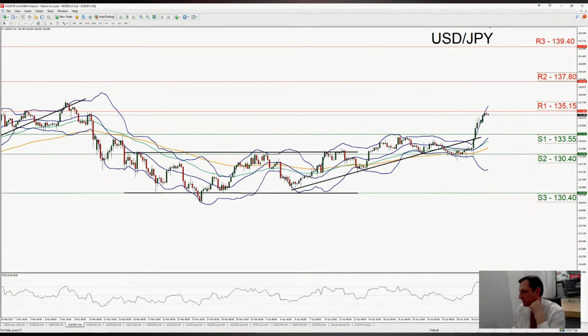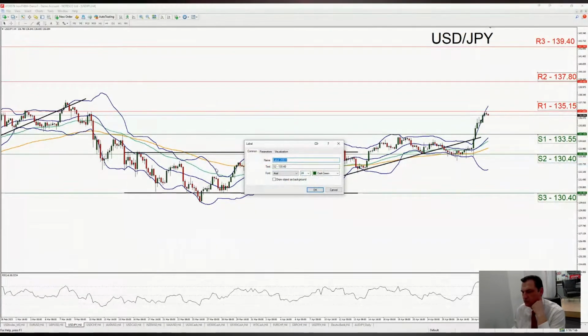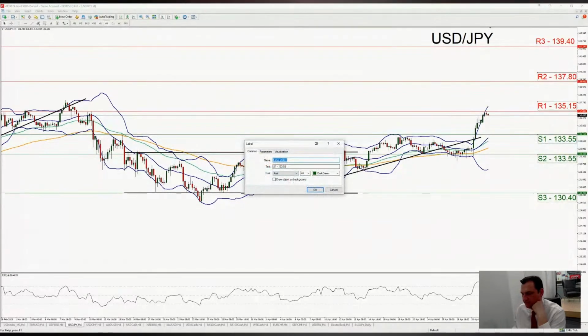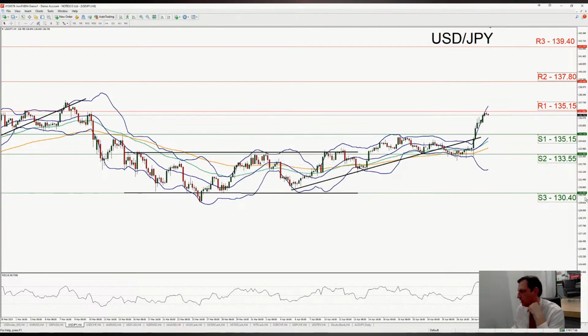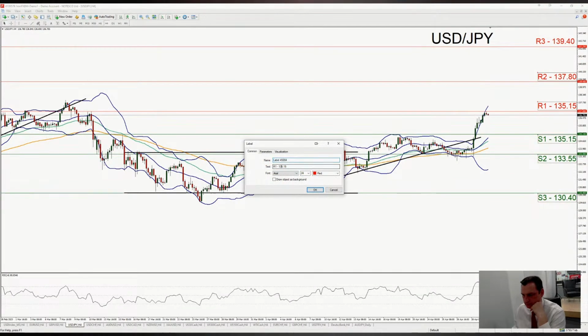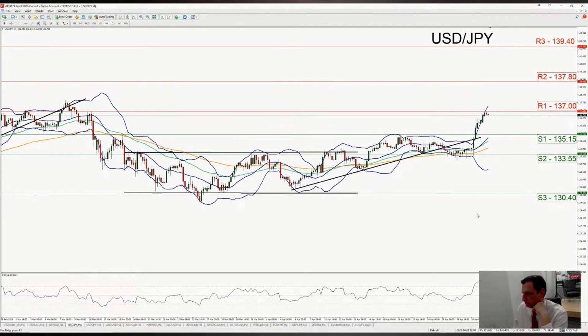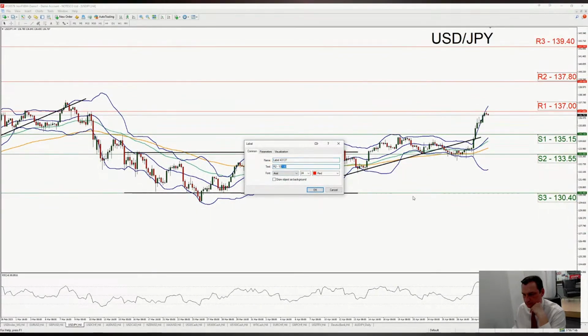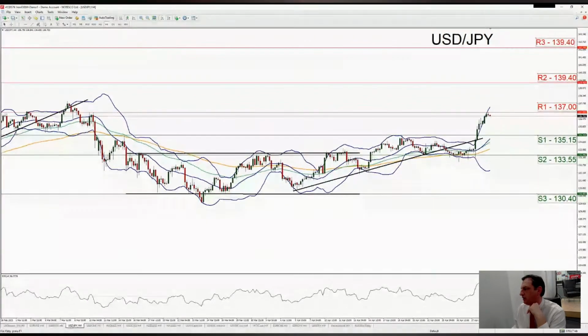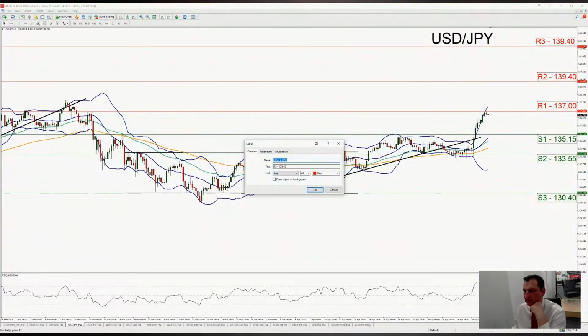The S3 is at 130.40, the S2 at 133.55, the S1 at 135.15, the R1 at 137, the R2 at 139.40, and the R3 at 142.25.